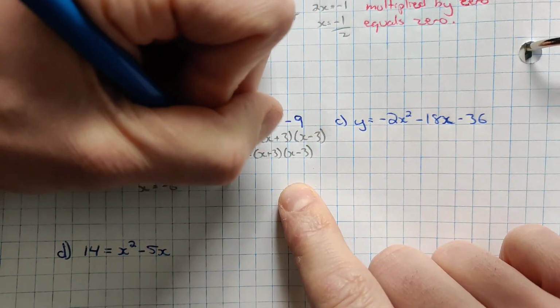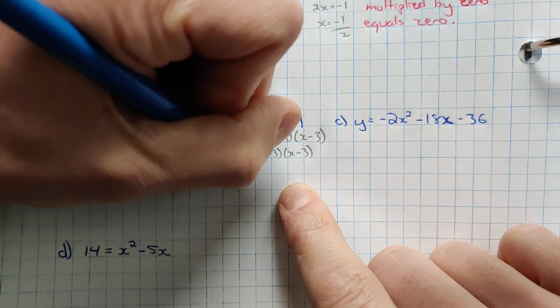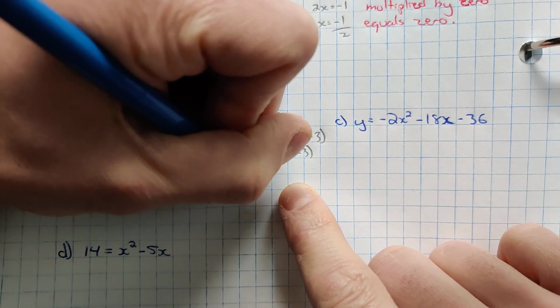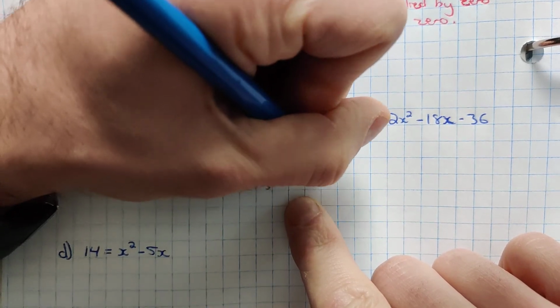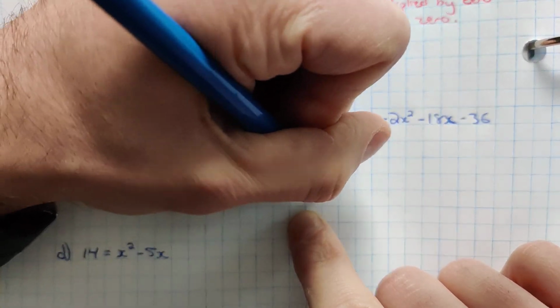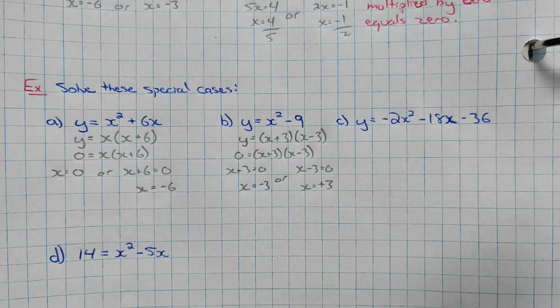And when we solve that, we get x plus 3 equals 0, or x equals negative 3, or x minus 3 equals 0, x equals positive 3. So there's my two zeros in that case.